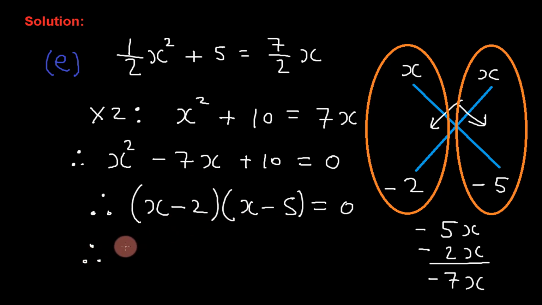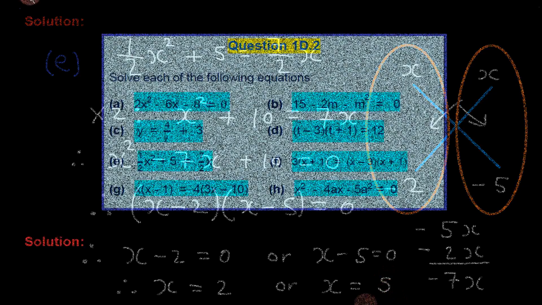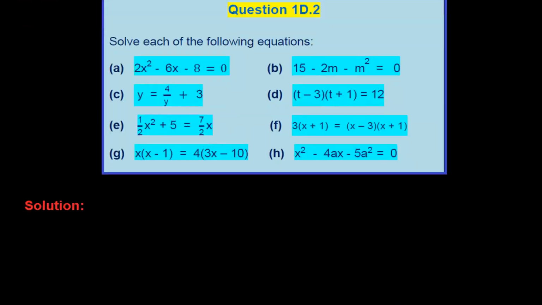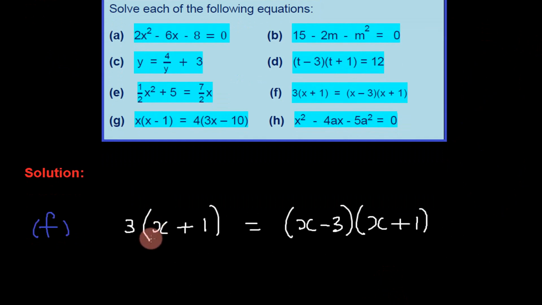Then using the zero product rule and solving for x, so x is 2 or x is 5. Let's look at f. We can multiply out the brackets on both sides of the equation.